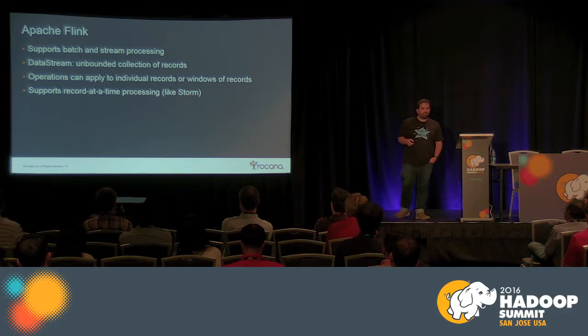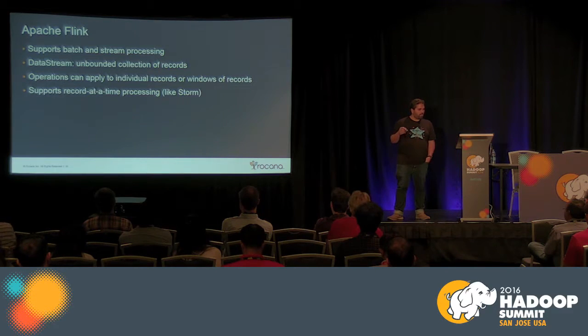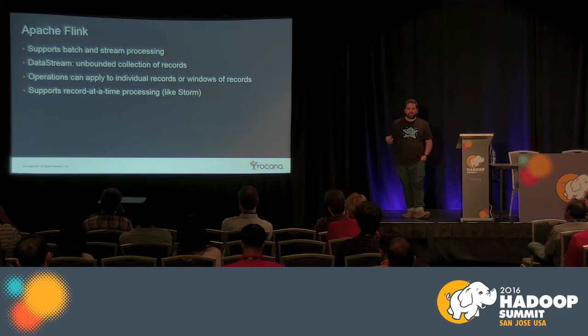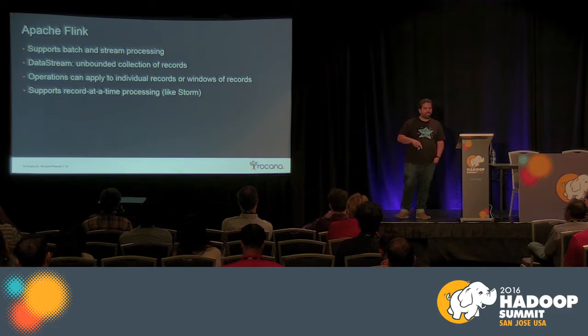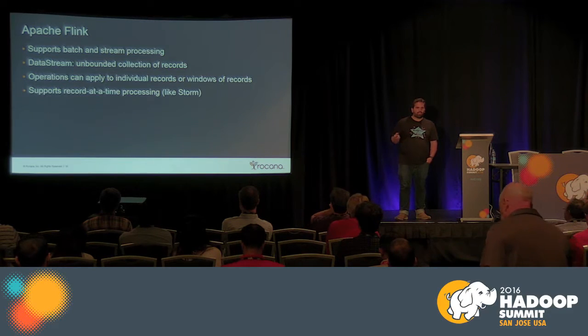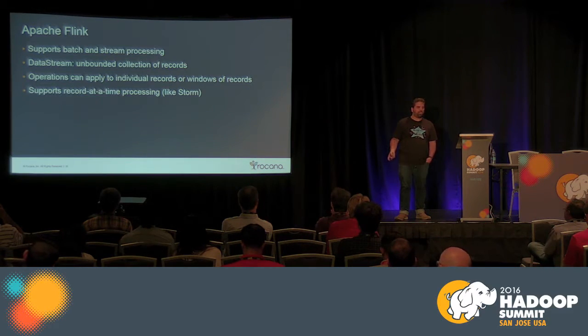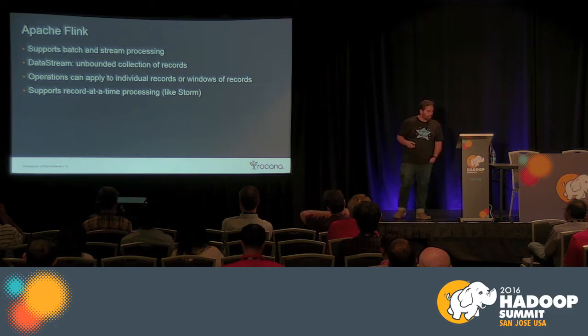Apache Flink is a newer open source project that's gaining a lot of speed. It also supports both batch and stream processing. One of the neat things about Flink is that the batch processing engine and the stream processing engine are actually the same engine. They view batch as just a specialization of the stream use case, where the source of your stream are files on disk, rather than a network socket or something like that.